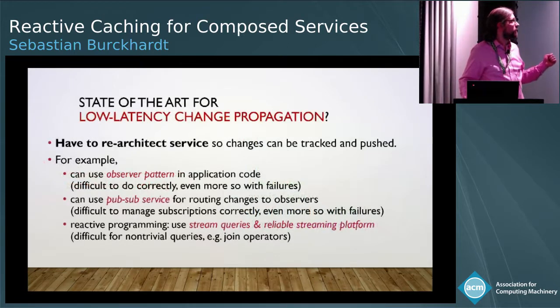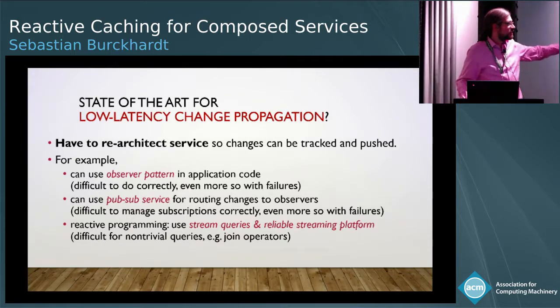Now, what do we have? There's actually a lot of work on this. There's a lot of work on how to write programs that do low latency change propagation. And all of these are well studied and they work. Some of them work much better than others.